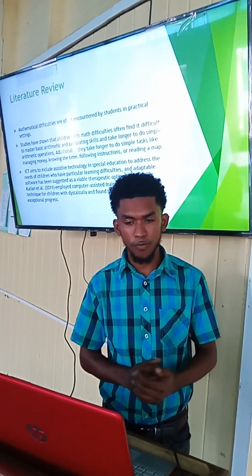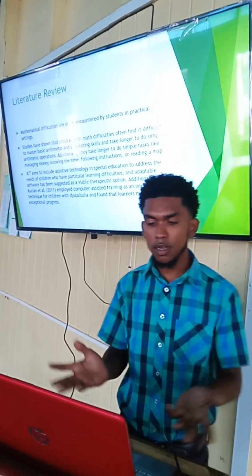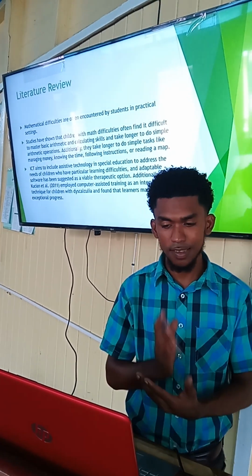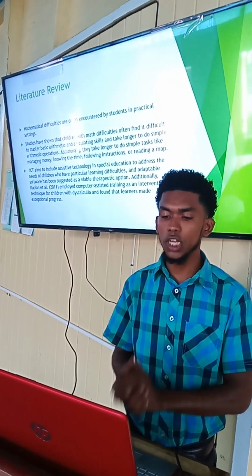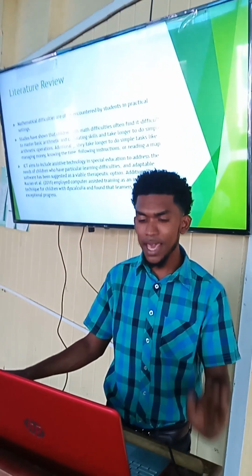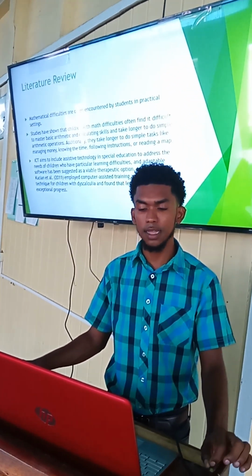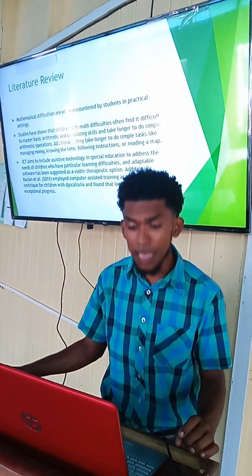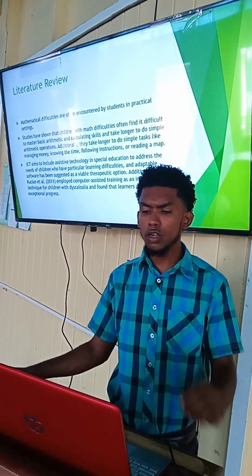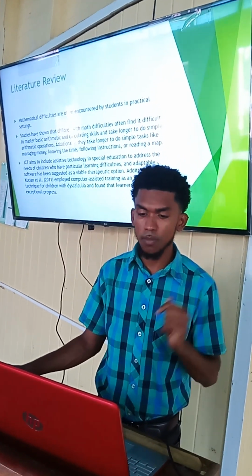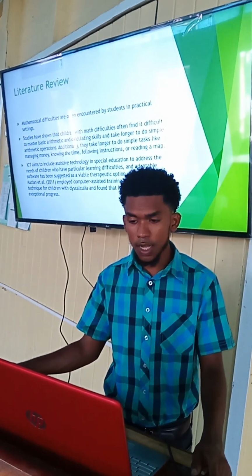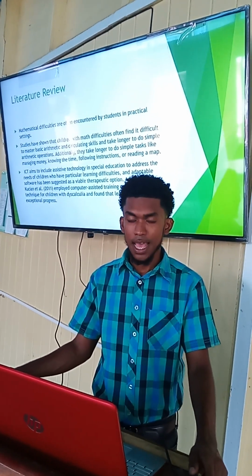Now, under literature review, I would have found that mathematical difficulties are often encountered by pupils in a particular setting. Studies have shown that children with math difficulties often find it difficult to master basic arithmetic and calculating skills and take longer to do simple arithmetic operations. Additionally, they take longer to do simple tasks like managing money, knowing the time, following instructions, or reading a map.